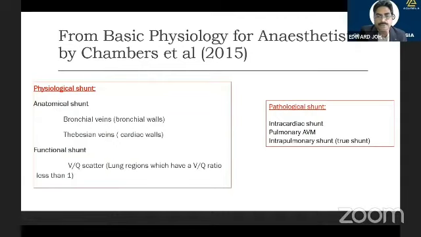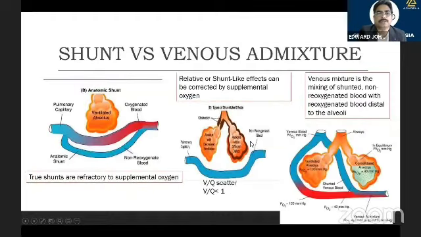The alveoli is perfused, but the oxygen uptake is not; the VQ ratio is not equal to 1. It is less than 1. That is the functional shunt. In pathological shunt, it may be intrapulmonary shunt, or intracardiac shunt, or pulmonary AV malformation. So these are the shunts. You remember, shunt is not equal to venous admixture. Venous admixture is different and shunt is different.